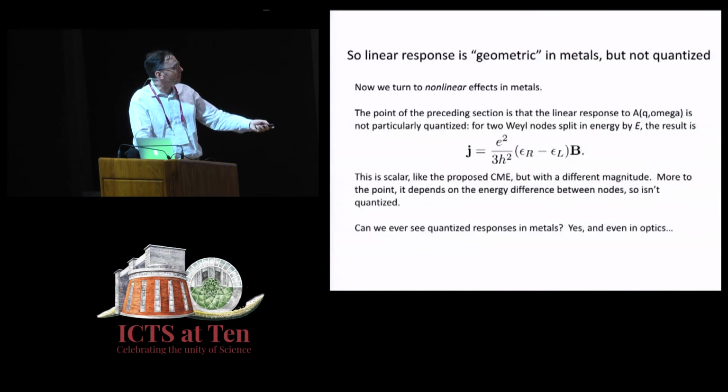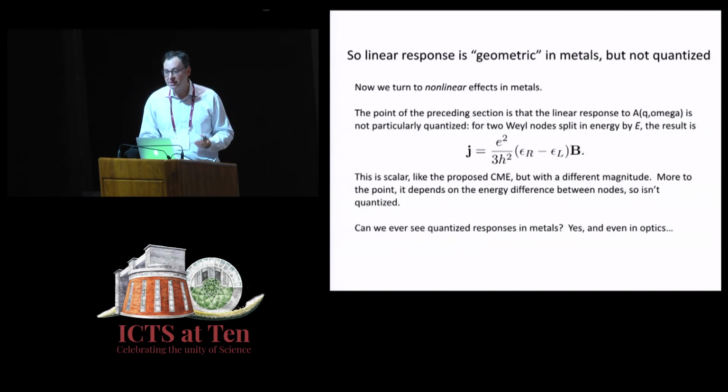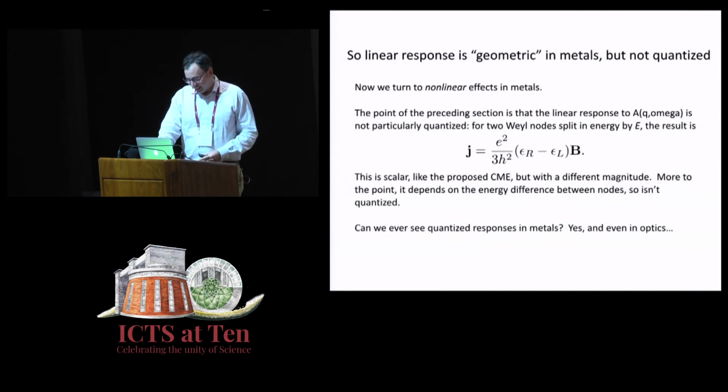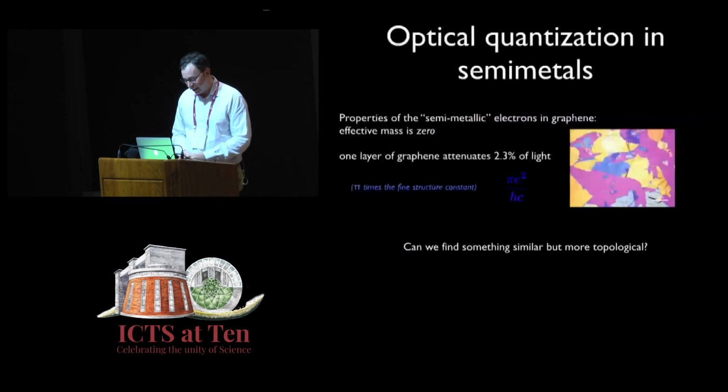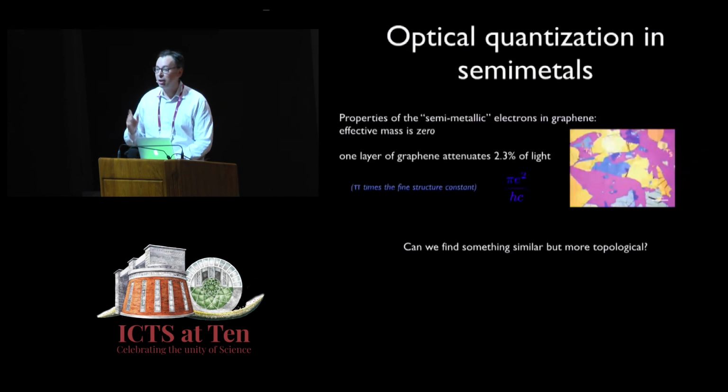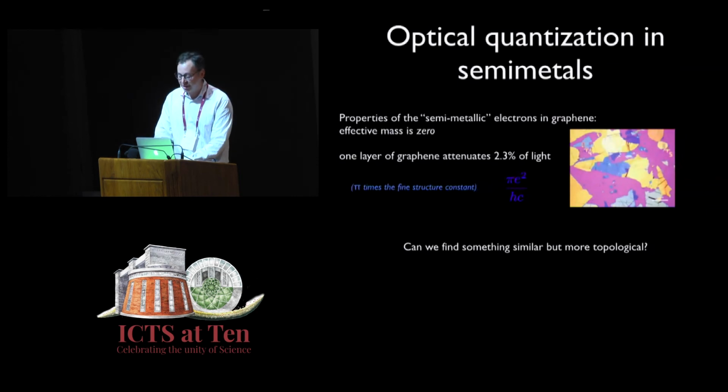So can we ever see something that is quantized and material independent in metals? And now I come to the simple experiment. So first, okay, this is a complicated and new experiment saying that there is something interesting nonlinear in Weyls, but first, here's an argument that things can be pretty well quantized in metals, and it's an experiment you can do at home. In fact, I think it's the simplest way to measure the fine structure constant, but you can only do it in the last decade or so because we didn't have graphene before then.